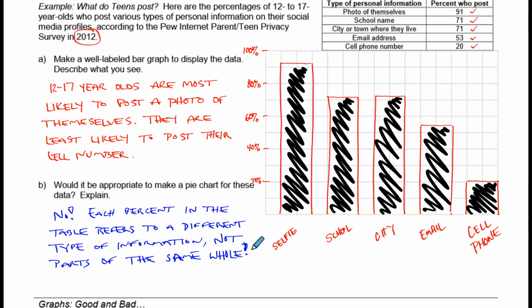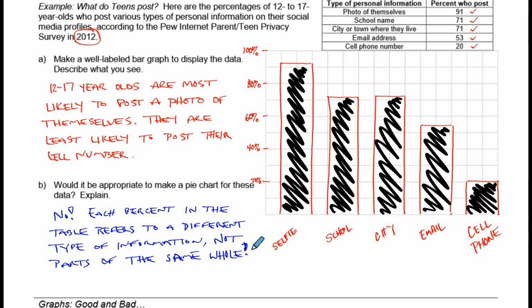Okay, so again, we could not represent this distribution in a pie chart because each percent in the table refers to a different type of information. They're not parts of the same whole. So, posting a selfie is a different type of information than posting your school, than posting your city, than your email address, your cell phone. Those are all different categories. We could not create a pie chart of that because they're not part of the same whole.